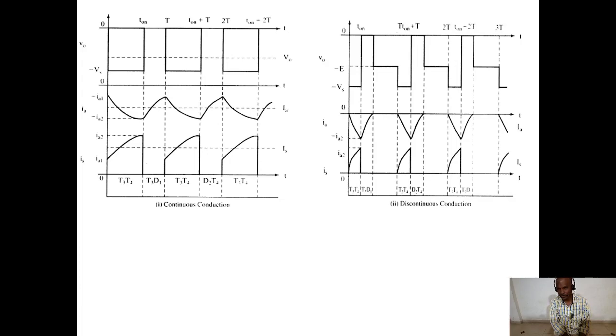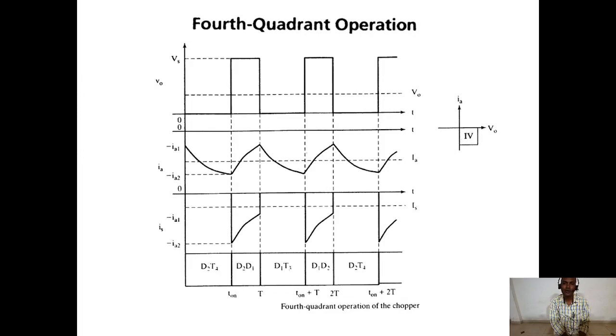And for the discontinuous conduction mode, the source voltage is different, the current is also different, and the source current is also different, and the shape and magnitude of each curve in each state, compared with the continuous conduction mode, is slightly lesser. And this is the 4th coordinate operation model of the chopper.